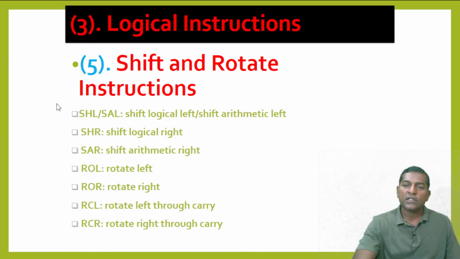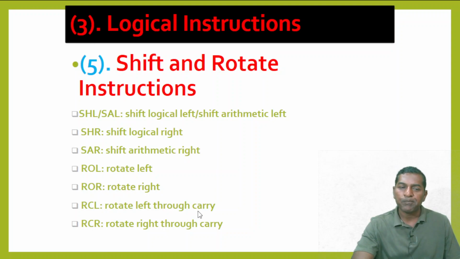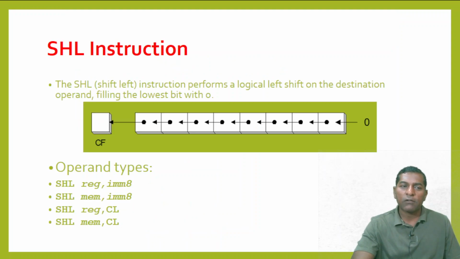So we have many shift and rotate instructions. Some are here. SHL is shift logical left, or it can be shift arithmetic left. Then we have SHR, shift logical right, SAR, shift arithmetic right, ROL, rotate left, ROR, rotate right, RCL, rotate left through carry, RCR, rotate right through carry. So we'll see them one by one.